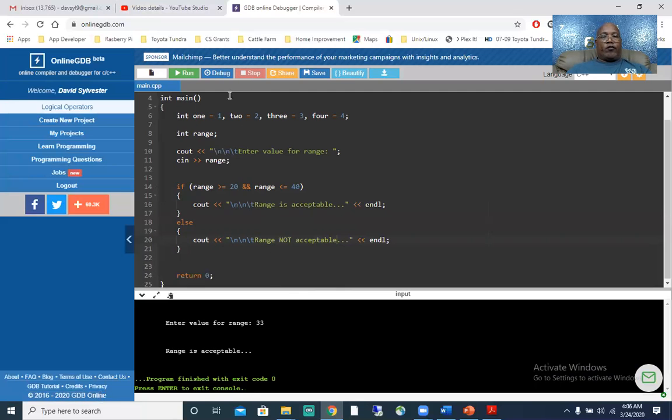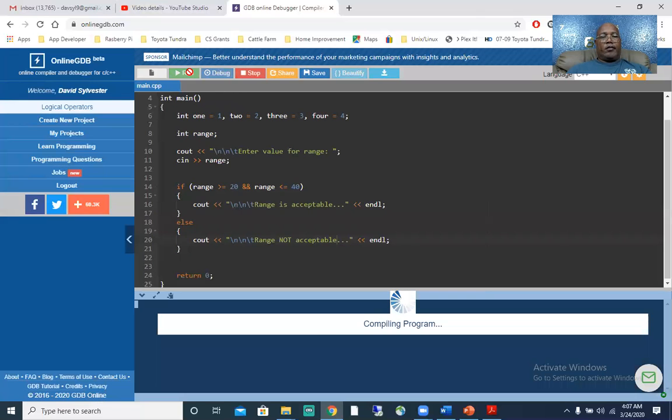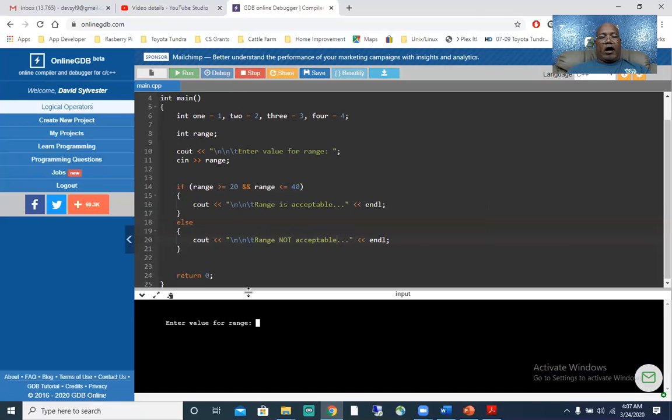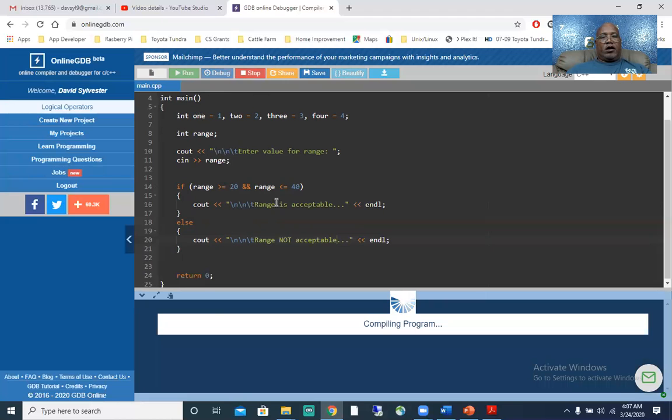All right. So if I run this again, and I put a number less than 20, say I'll put 10, is 10 greater than or equal to 20? Nope. Is 10 less than or equal to 40? Yes. So, but false and true yields false. You got to remember your table. So when I run this, I hit enter, now it says what? Range not acceptable.